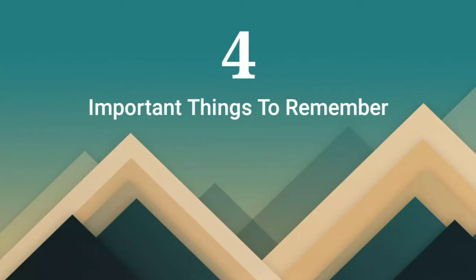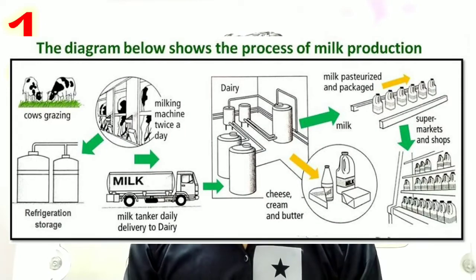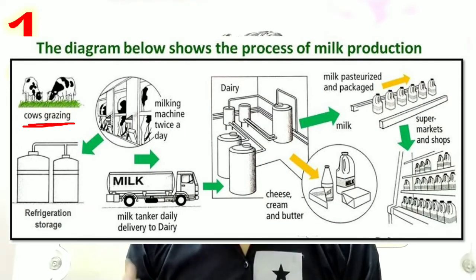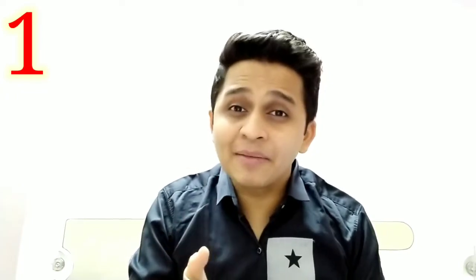Before starting any process chart, you should always remember 4 main things. First, often in a process chart, you will not know some of the terms that are used. For example, in this process chart, there is one word, which is a process of cows grazing. Maybe you don't know what grazing is, but you should guess that word and use it. You can use it very easily. Every meaning is not necessary to know. Still, you can use it.